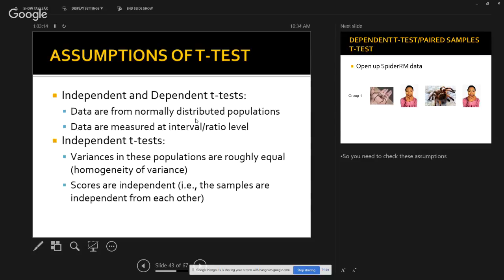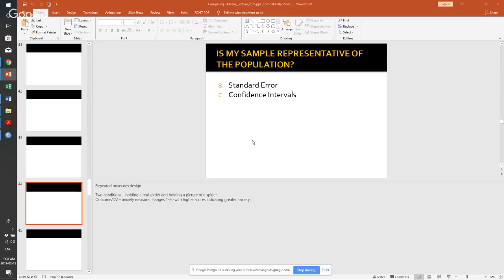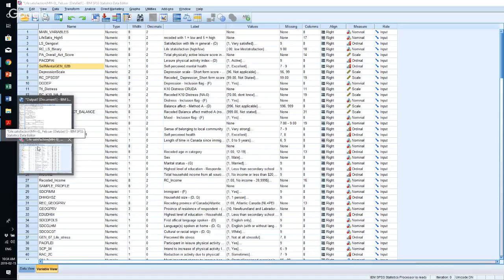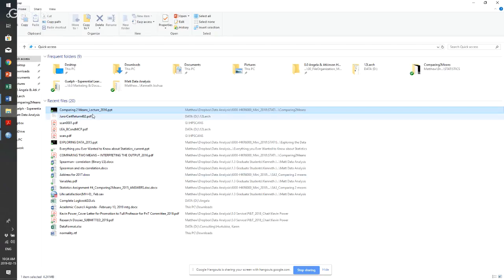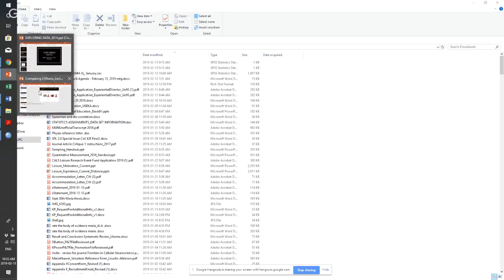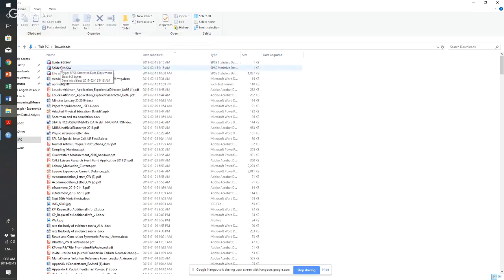All right. So I have this, you'll see our spider data. Which one? It didn't open. Oh, wait, it's because I downloaded it. Okay, sorry. Okay, which one are we doing? Let me look at what I'm talking about. We're doing spider repeated measures, so spider RM.